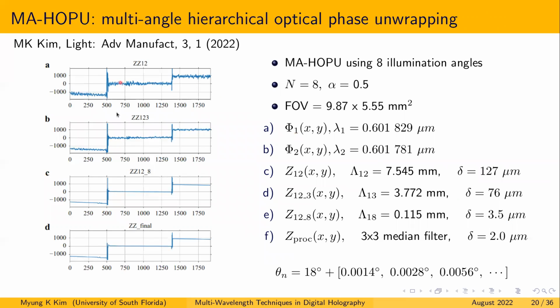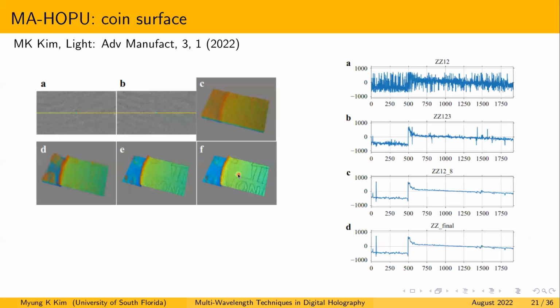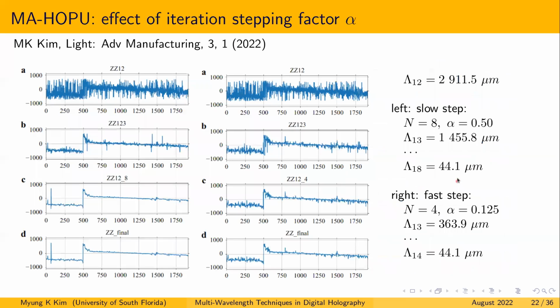And this is a cross-sectional view of that previous data. And this is an example of coin surface with the same setup using 8 effective wavelengths. And you can see the significant reduction of noise from profile ZZ12 to ZZ128, using 2 wavelengths down to 8 wavelengths.